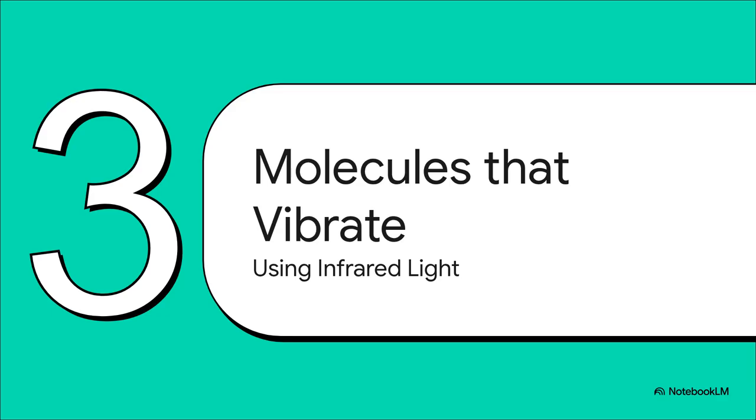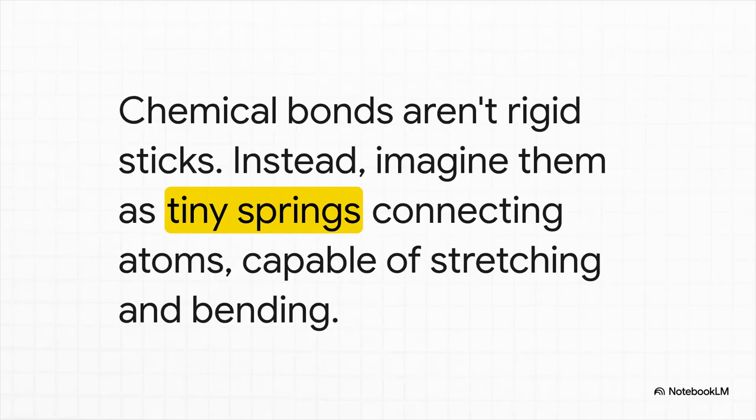So let's start our investigation with our very first technique. We're going to interrogate the bonds inside a molecule using a specific kind of light, infrared light. And when you shine infrared light on a molecule, something really cool happens. The bonds start to vibrate. The best way to picture this is to completely stop thinking about chemical bonds as these rigid little sticks. Instead, imagine that they're tiny springs connecting the atoms. And just like a real spring, they can stretch, they can bend, and that infrared light provides the perfect little nudge of energy to get them moving.